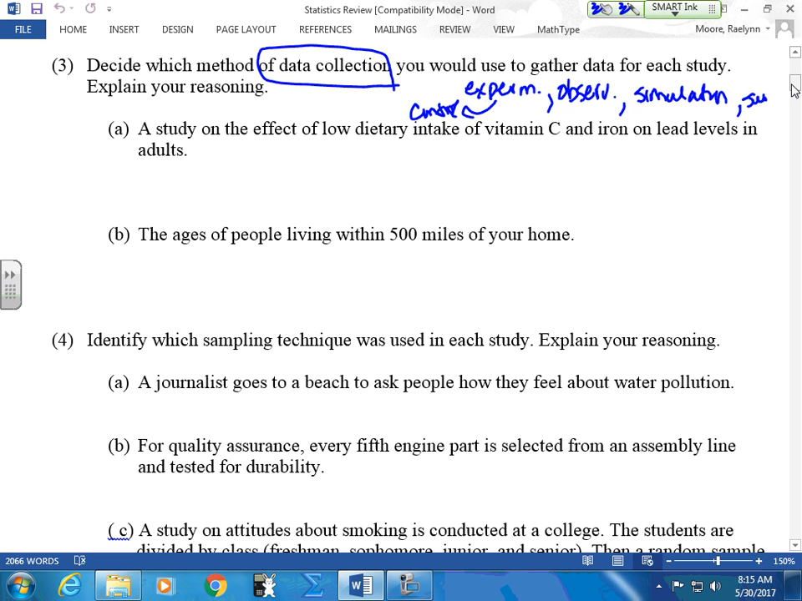Survey. Survey, population versus sample. Sometimes I can survey a whole population, sometimes I can't. If I wanted to know everybody's favorite sport, I could give you guys a survey in here. That would be my population. If I wanted to know the whole school, I would do a sample. What's it called when I survey a whole population? Census. Good. So the first one, what would you say the first one is?